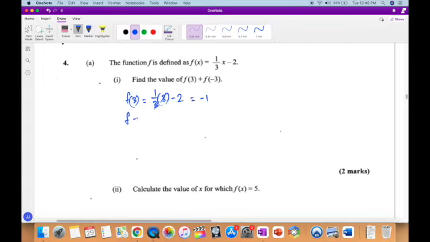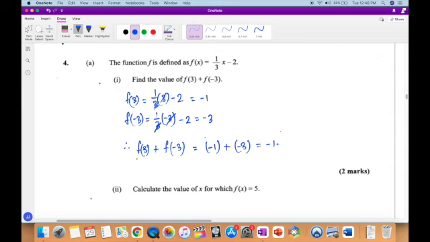Then f of negative 3 will give me a third, and I'll put negative 3 where x is, minus 2. So these will cancel, I'll actually have negative 1. So this negative 1 minus 2 will give me negative 3. And therefore, notice the statements that I'm putting. I'm being very clear about what I am doing. I'm not just working all over the place. Negative 1, that is f of 3, plus f of negative 3, which is negative 3, gives negative 1 minus 3, which is negative 4.